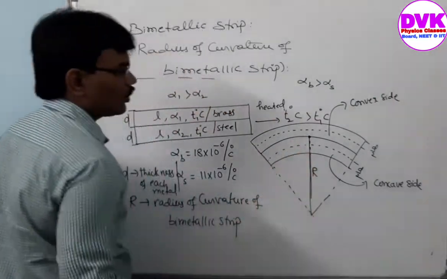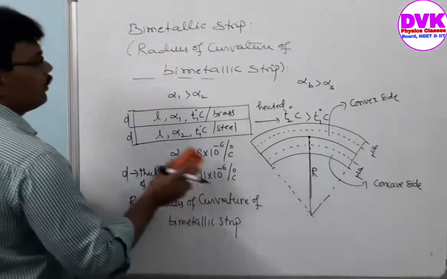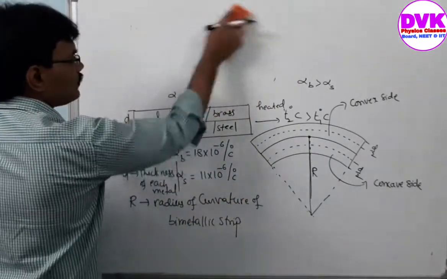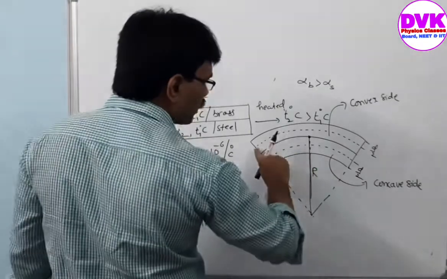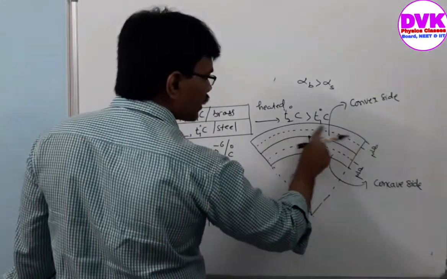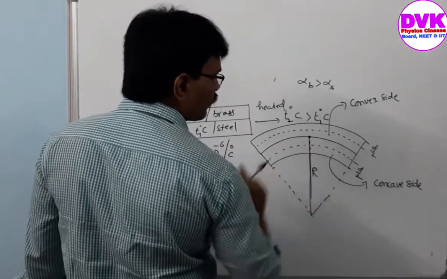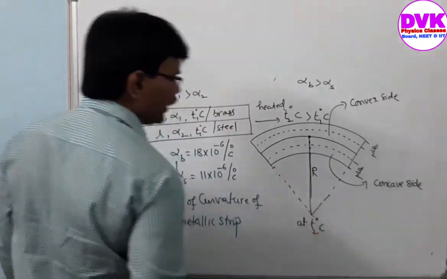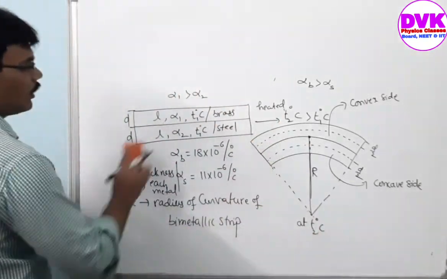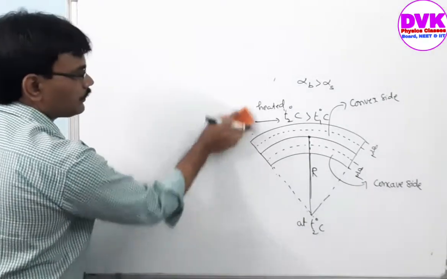That is the conclusion. So now we have to get an expression for the radius of curvature of the bimetallic strip. Since the initial lengths are the same, now we consider the final lengths. This is the length of brass after heating, and this curvature gives the length of the steel after heating. This is the structure that is formed at T2 degrees centigrade after heating, right? So now how to get the radius of curvature?